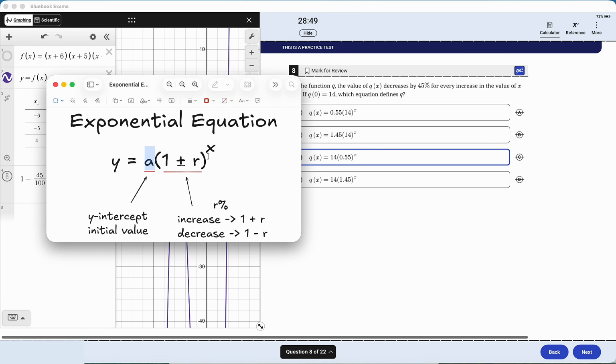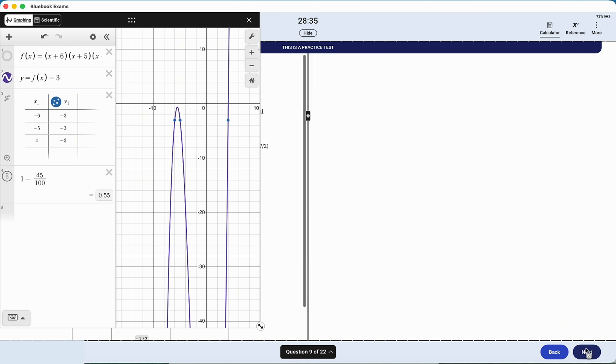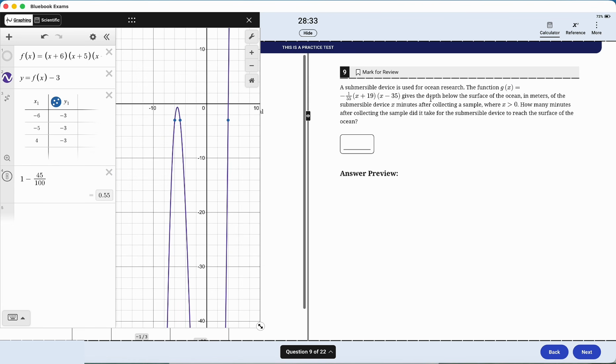When it's in this form where the exponent is just x, that's what this is telling us. This is telling you the y-intercept is 14. Remember, y-intercept is when x is 0, so that's how you know that. But again, just knowing that it decreased by 45%, it had to be just C. That would be those two together.